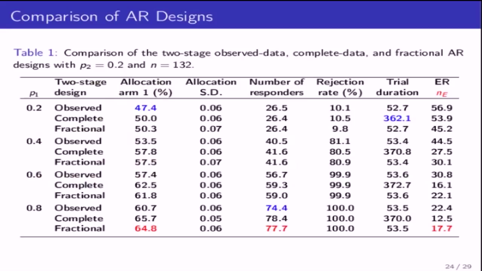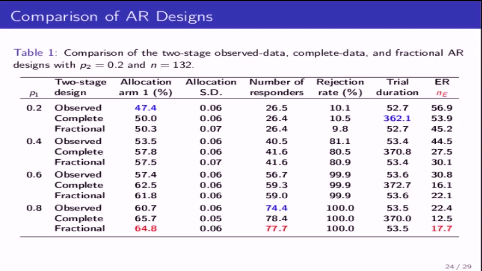And if you look at the second row, which is the complete data AR design, look at the last two columns, the trial duration. Because it's a complete data design, you have to follow every subject to the full extent, either up to 12 weeks or until the response is observed. So by doing so, the trial duration is very long. It's over 6 years. But if you look at the third row, the fractional design, we did not prolong the trial time. It's still about a year.